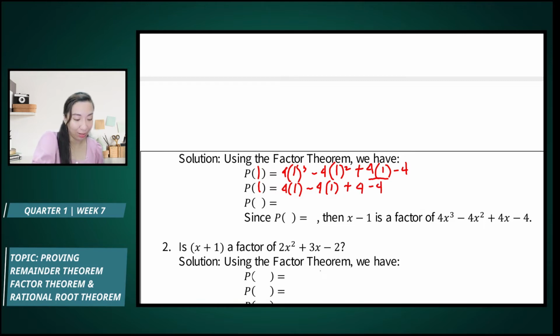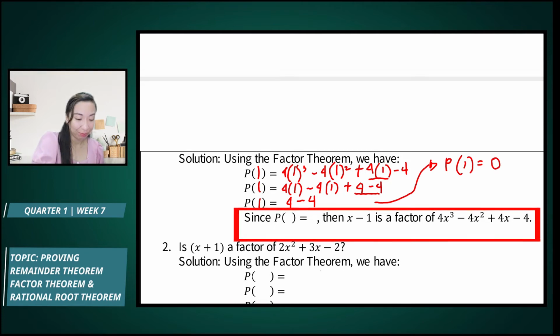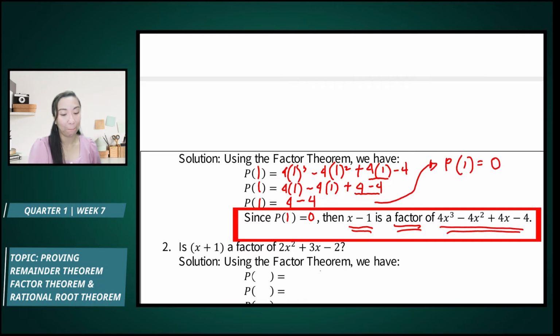So, let's proceed now. P of 1 is equal to 4 times 1 is 4, negative 4 times 1 is negative 4, positive 4 minus 4 is 0. So, p of 1 is equal to 4 minus 4, which is equal to 0. Since p of 1 is equal to 0, then we can say now that x minus 1 is a factor of 4x cubed minus 4x squared plus 4x minus 4.